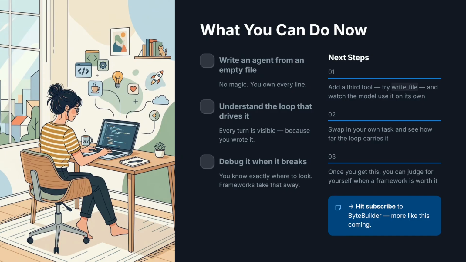Alright, let's look at what you've got now. You can open an empty file and write a real agent without magic. Every turn you know exactly what's happening because you wrote the loop yourself. And when it breaks, you know where to look. That's the part frameworks take away from you. From here, try adding a third tool, something like write file, and watch the model use it on its own. Then swap in your own task and see how far the loop carries it. Once you understand this, you can judge for yourself when a framework is worth it.